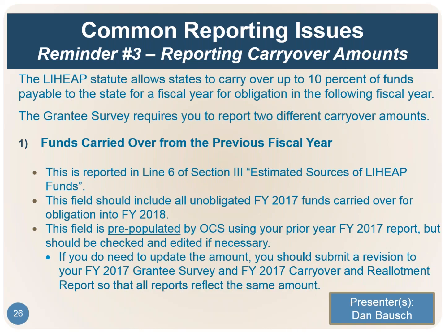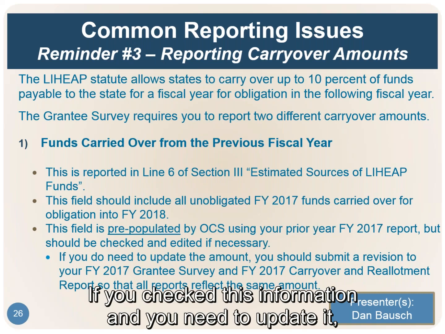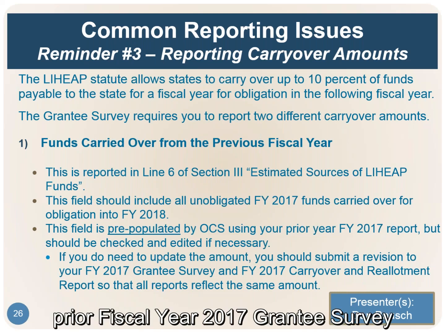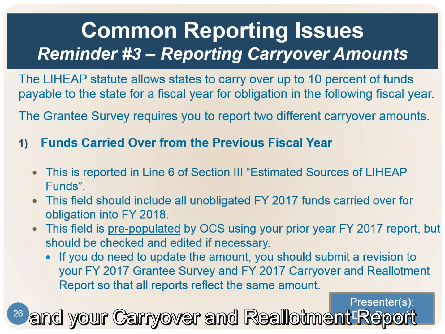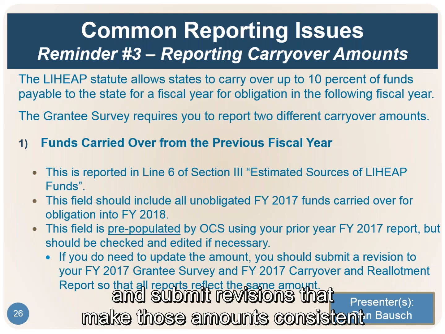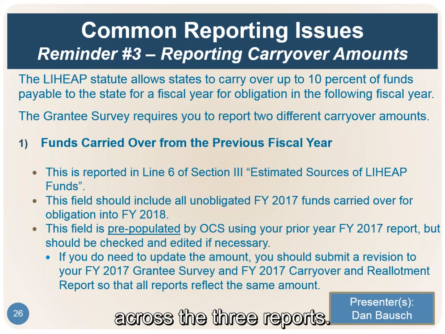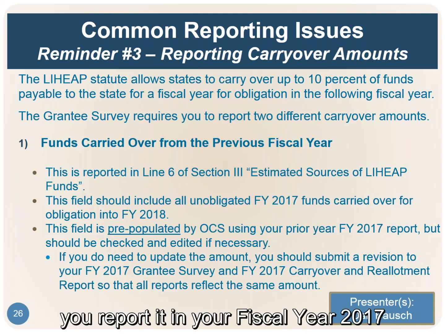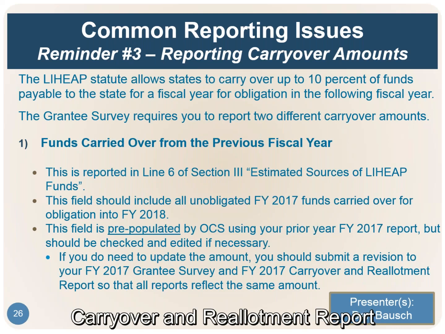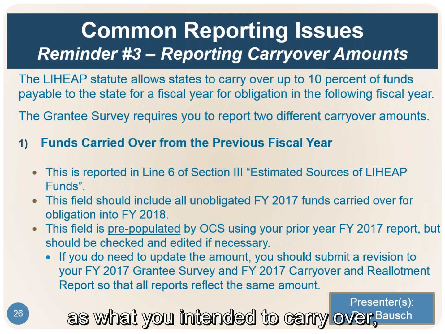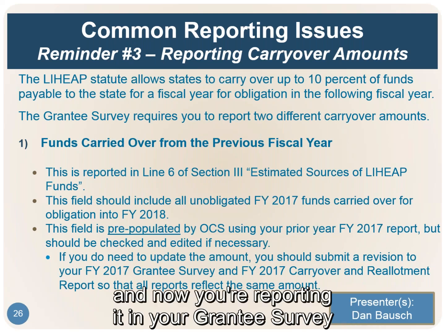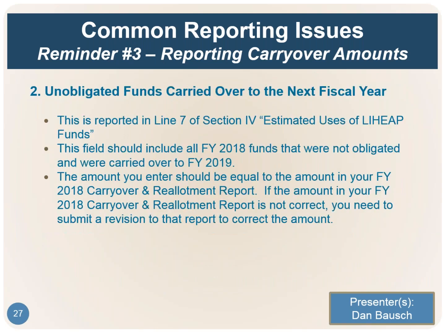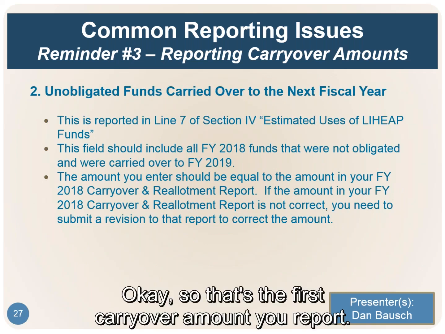If you check this information and you need to update it, you should also go into your prior fiscal year 2017 grantee survey and your carryover and reallotment report and submit revisions that make those amounts consistent across three reports. You reported this amount in your fiscal year 2017 grantee survey. You reported it in your fiscal year 2017 carryover and reallotment report as what you intended to carry over, and now you're reporting it in your grantee survey as the amount that did get carried over into 2018. So that's the first carryover amount you report.